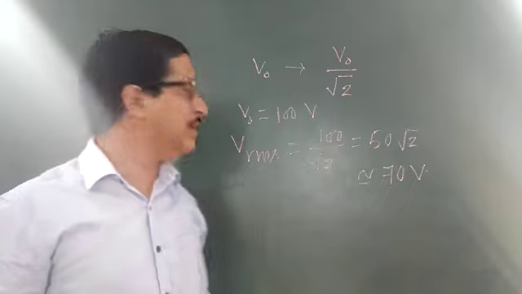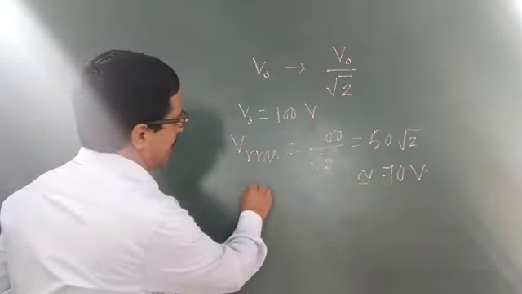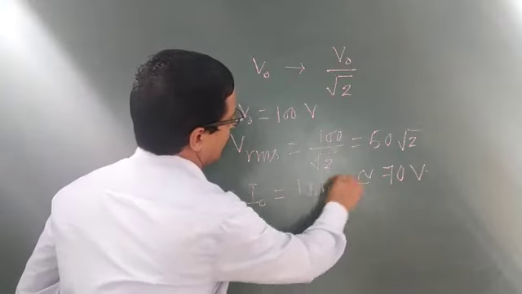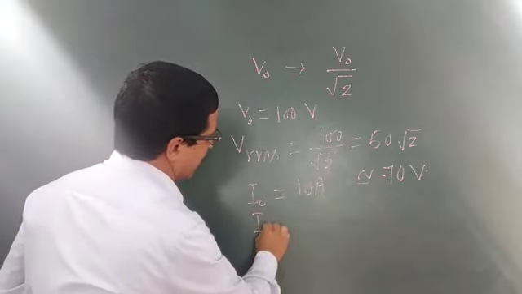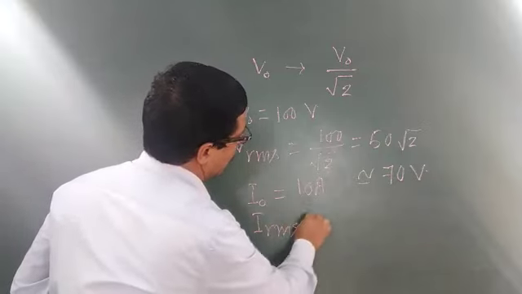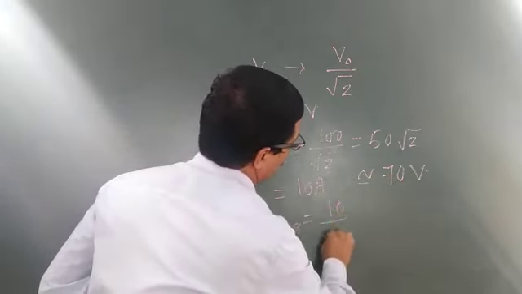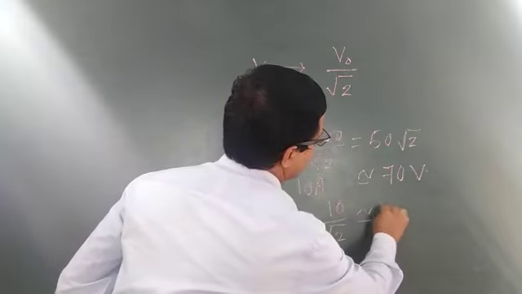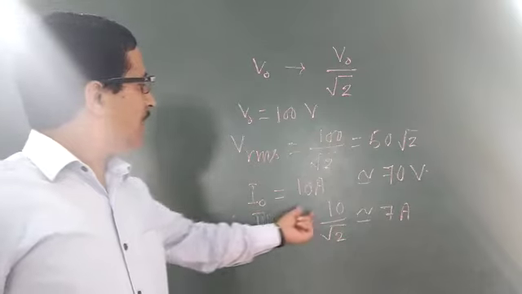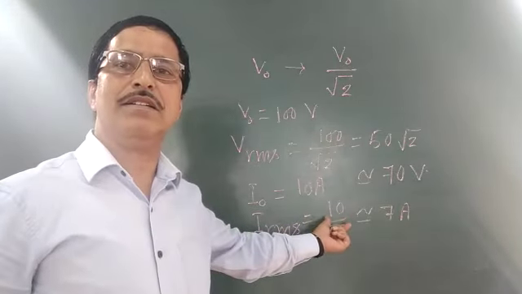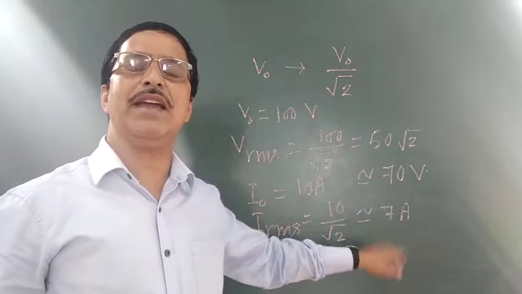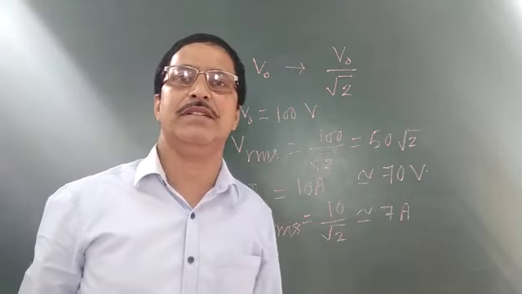In the same way, if I have peak current I0 equal to say 10 ampere, then its effective value or its RMS value will be equal to 10 upon root 2, which will be approximately 7 ampere. Thus, the alternating current which has peak value 10 ampere has an effect in the circuit equal to that of 7 ampere of DC.